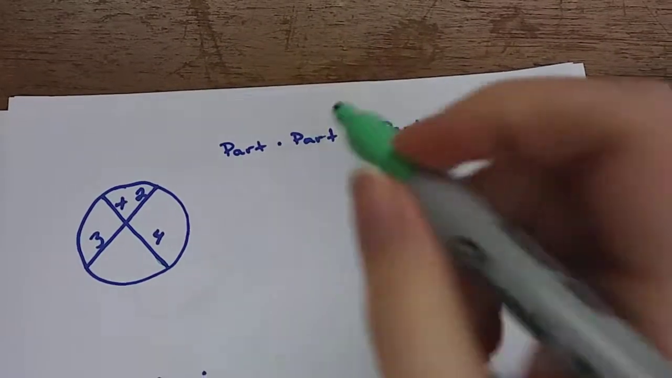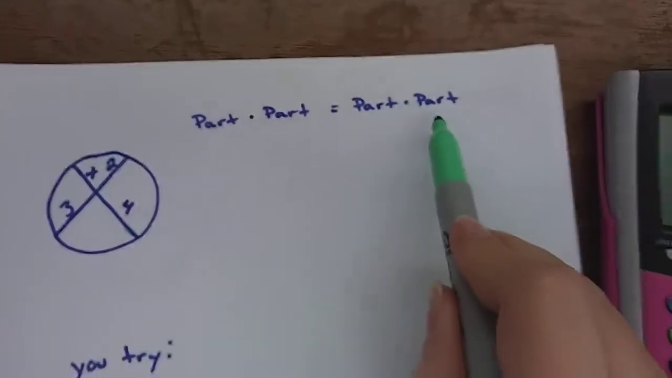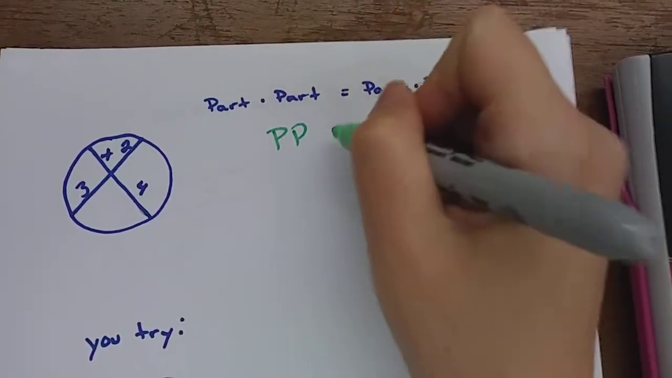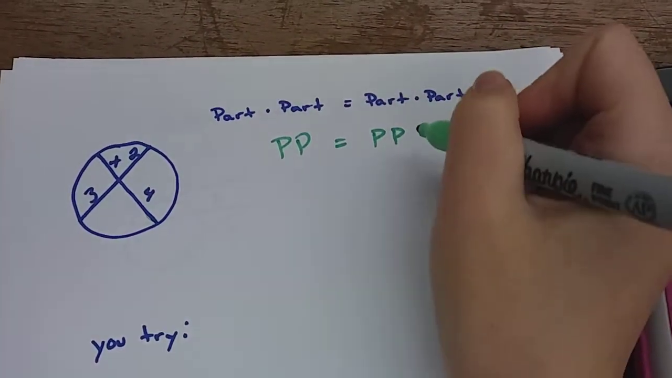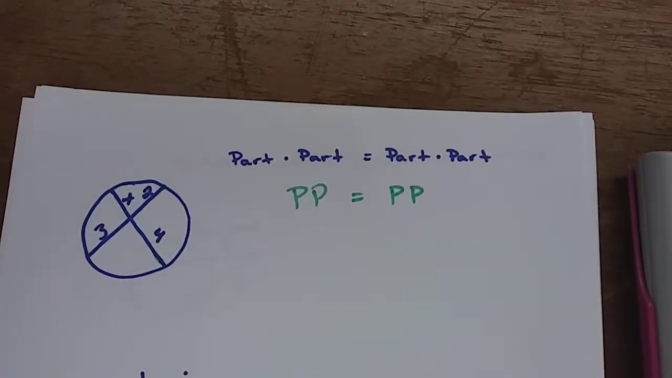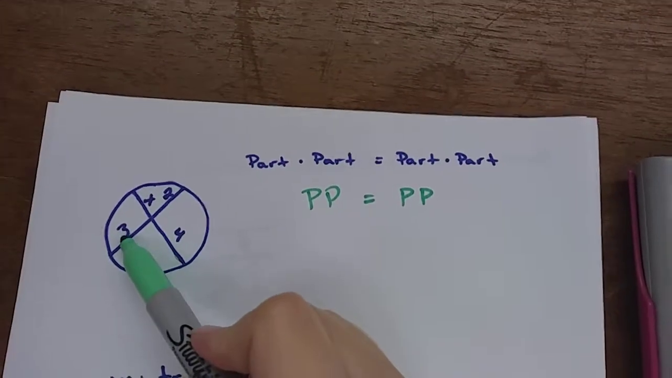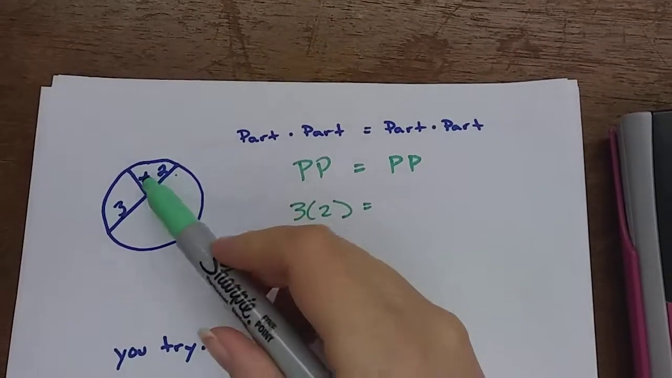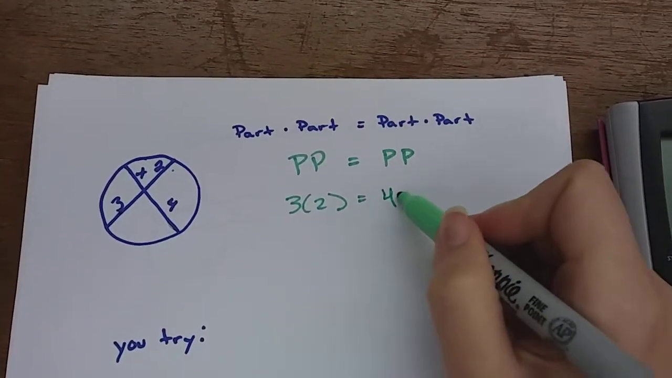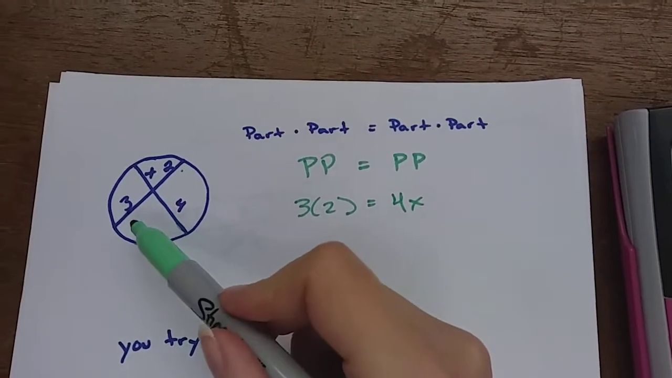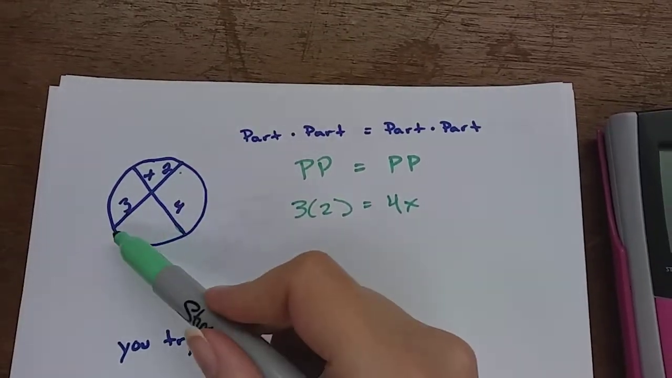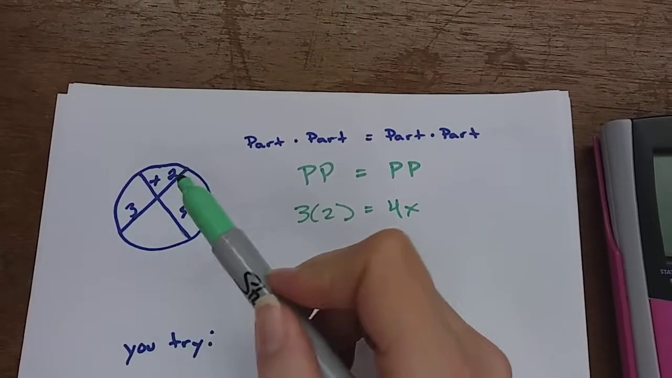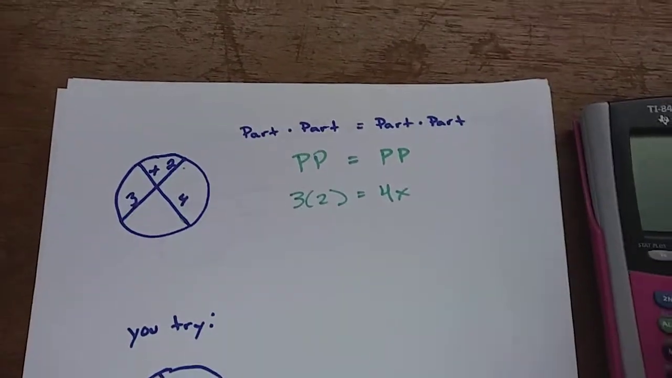So the formula that you need for this is part times part equals part times part. I like to say pay equals pay, okay? So I'm going to take part times part and set it equal to part times part, 4x, okay? Doesn't matter which parts you do as long as they're on the same segment. So part times part equals part times part. Pay equals pay. Okay, so now I'm just going to solve.